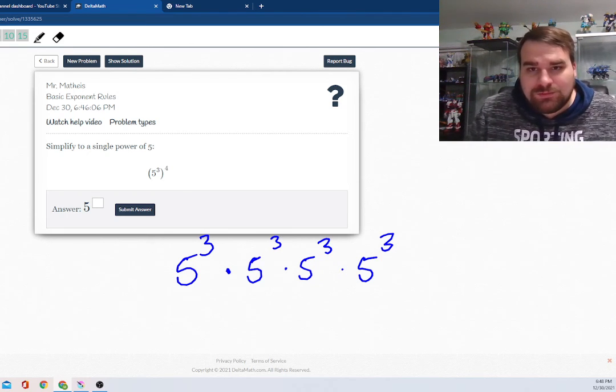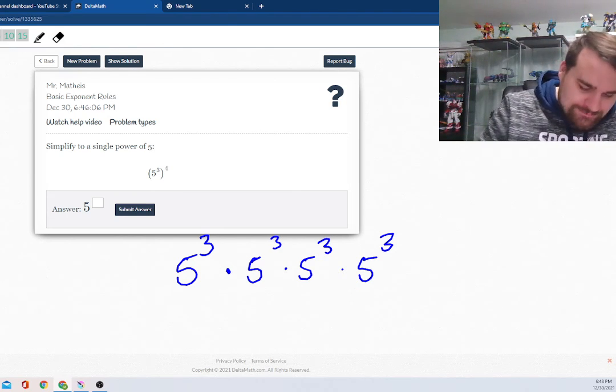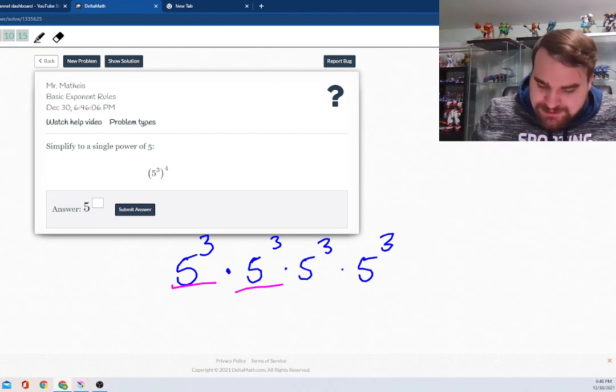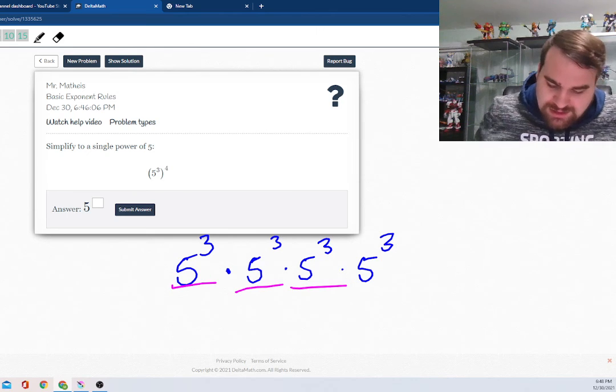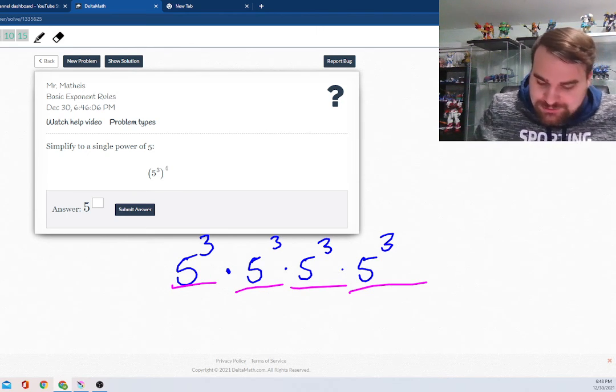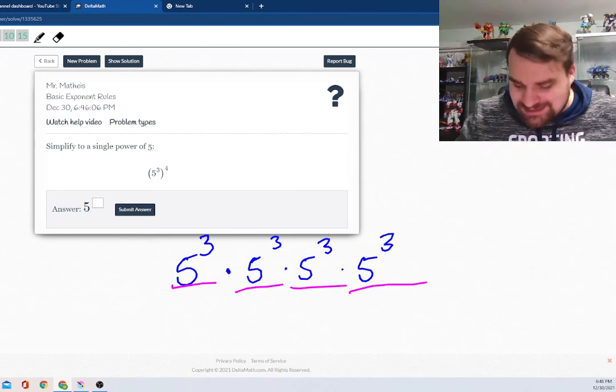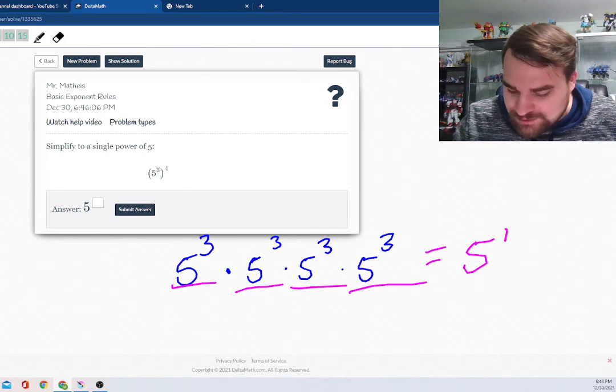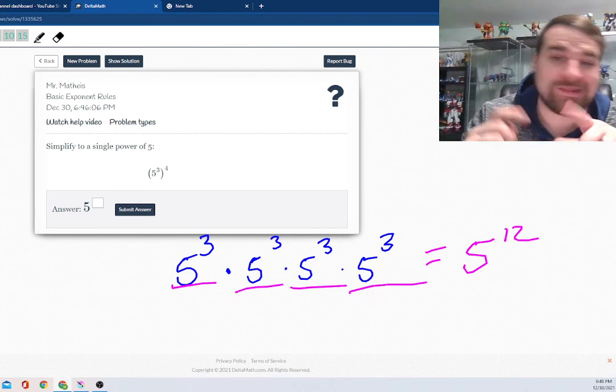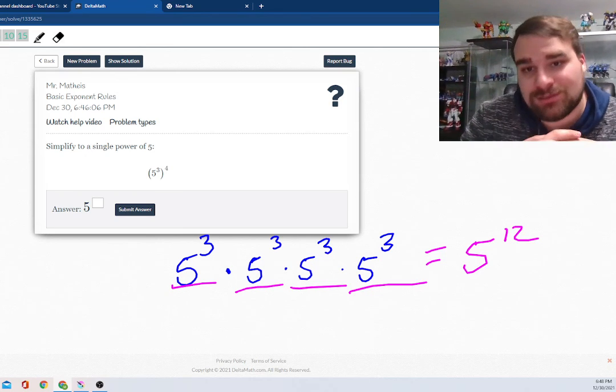How many though? Well, if there's 3 5s here, that brings it up to 6 5s with the next one, 9 5s after that, and then 12 5s. So do you think this is actually the same thing as 5 to the 12th? Well, if you thought that, you would be right, because it is.